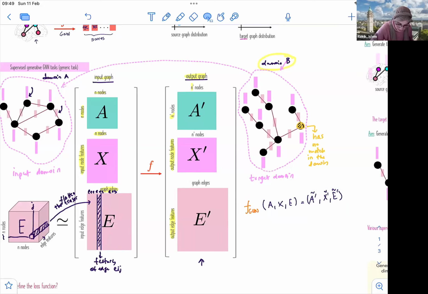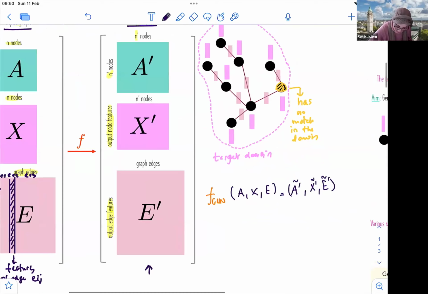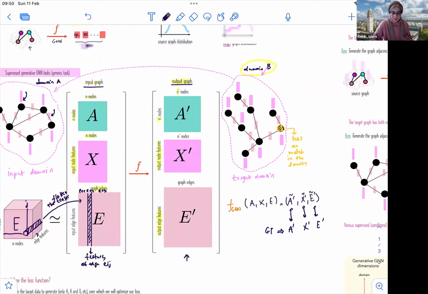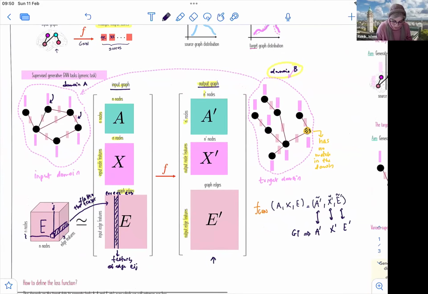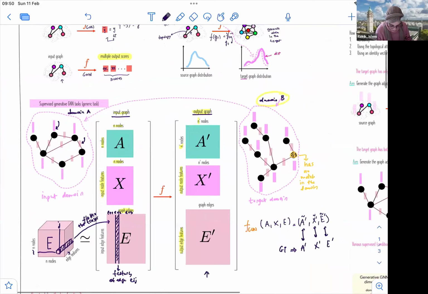So this is our network, and how do we know that it has performed well? Of course, if we do have the ground truth, we can easily do a pairwise comparison. We compare the predicted A, the node feature map, and the edge feature map with the ground truth that we have. Supposedly we do have these because we're doing a supervised task in this example.